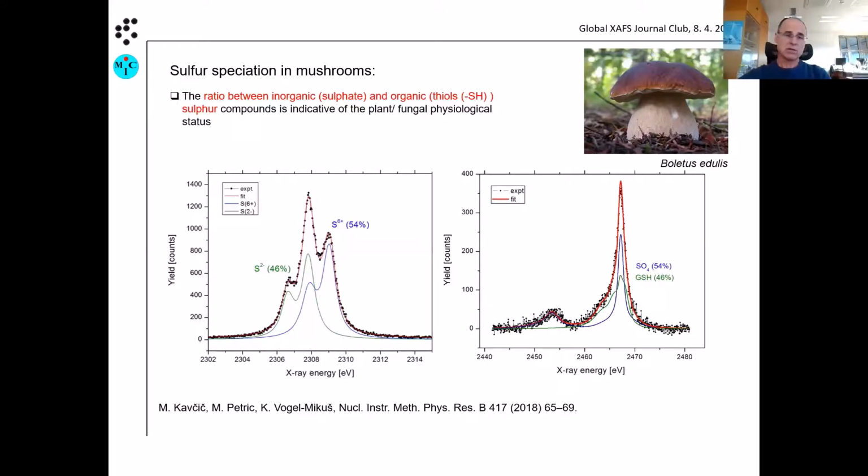This is a concentration of a few thousand ppm of sulfur in this mushroom. And as you can see, the inorganic sulfate is taken from the ground, the 6+, and then it's metabolically reduced into 2-. And this ratio is important for the biologists. So it was pretty straightforward for us to do that. You don't need to go to a synchrotron.